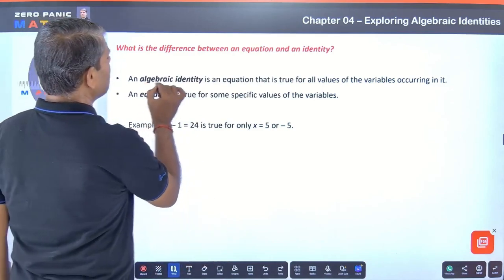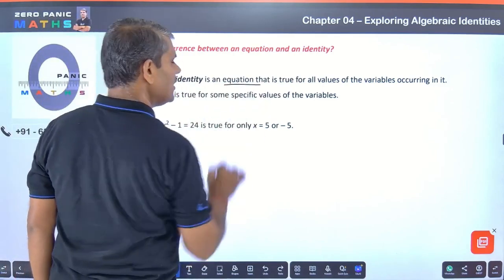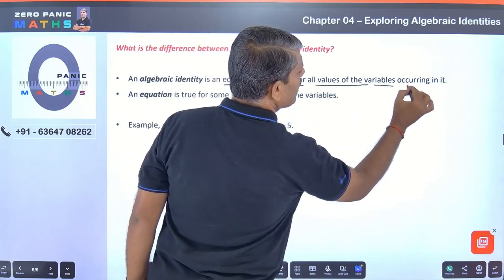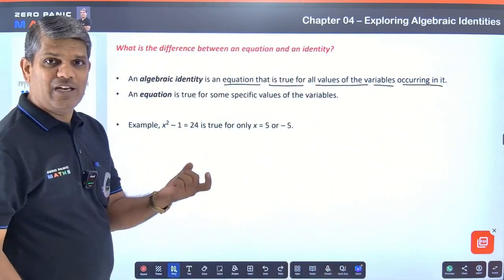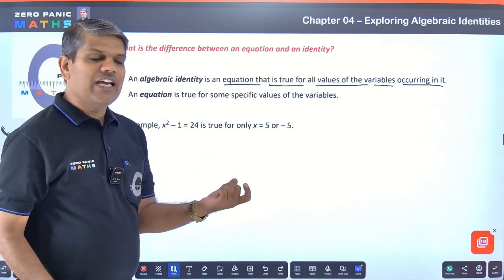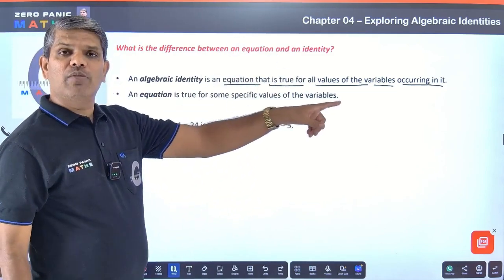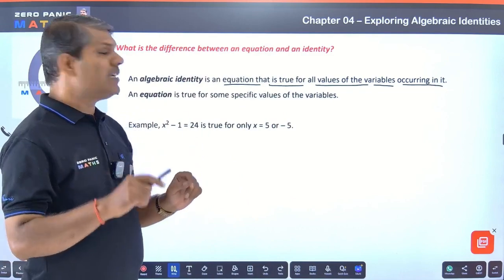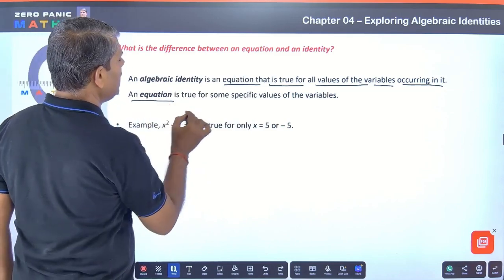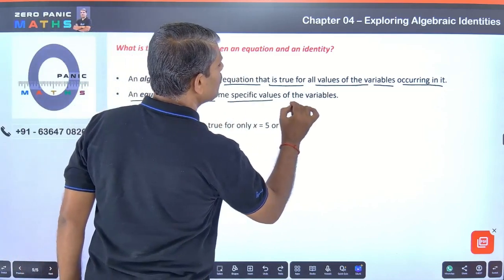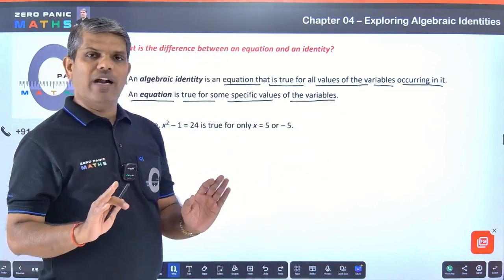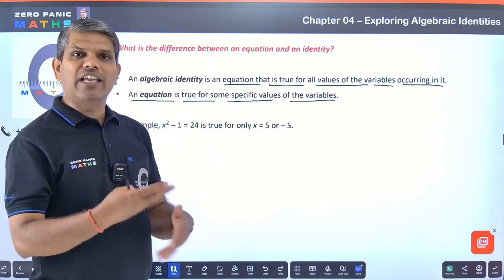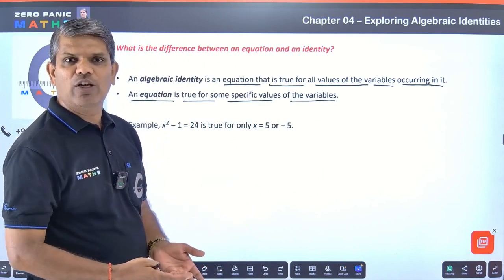You can see that an algebraic identity is an equation, but its value is true for all the values of variables occurring in it. Variables are a and b. A and b are the variables in that identity, and for all the values of variables a and b, it will be true. That is called an algebraic identity. But whereas an equation will be true for some specific values of the variables. It will be true, but not for all the values, only for some specific values, which is actually finding out the exact value of the variable.